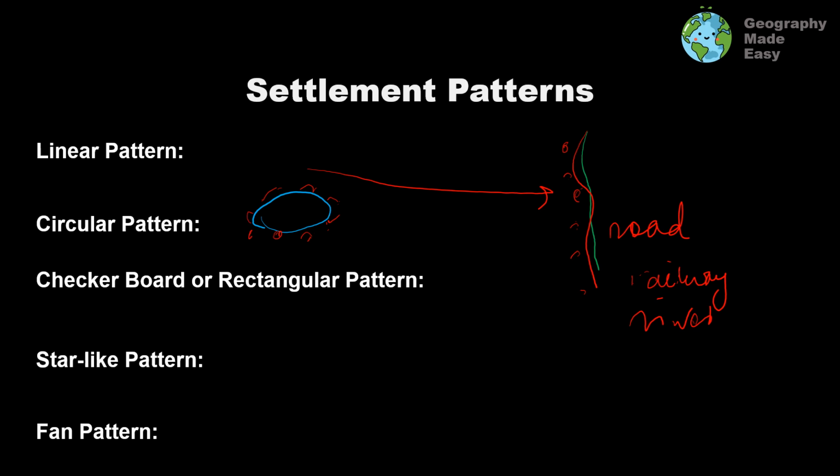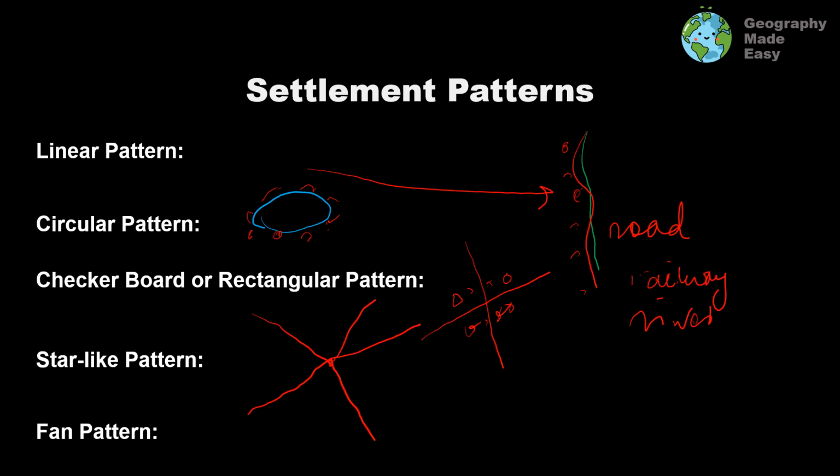Checkerboard or rectangular pattern, where we see that when we have crossroads and settlement is developing along the crossroads of maybe roads, it can be rivers but usually roads, we see the checkerboard or rectangular pattern getting formed. Star-like pattern is when we see roads emerging.